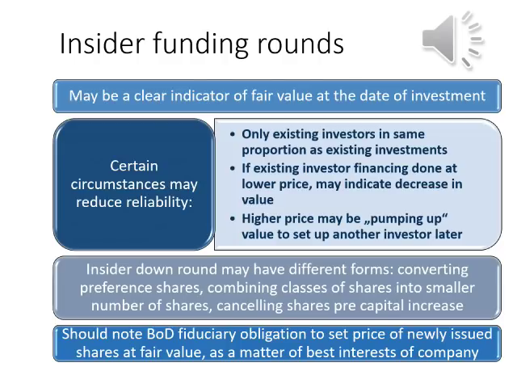Down rounds, in other words, rounds at a lower valuation, may take different forms. It could be converting preference shares, combining classes of shares into a smaller number of shares, or cancelling shares before a capital increase. One thing one should note in discussions with the company is that the board of directors has a fiduciary obligation to set the price of any newly issued shares at a fair value as a matter of the company's best interest, even if that board member may be from a specific investor.